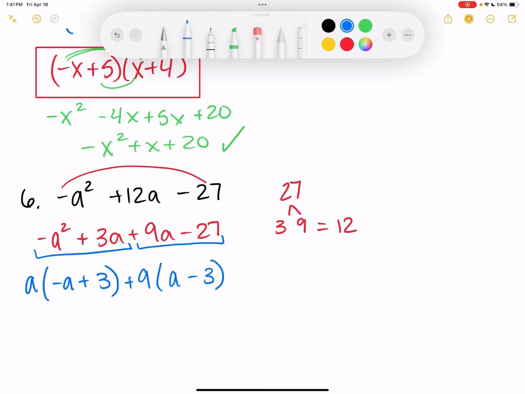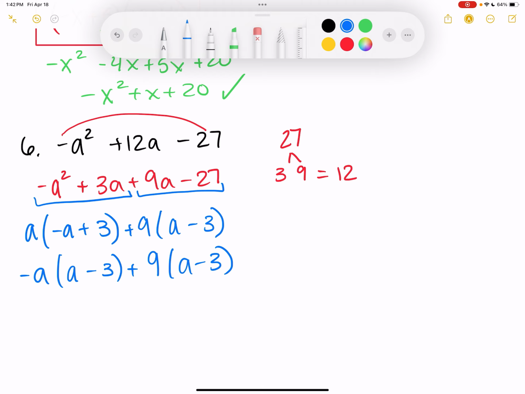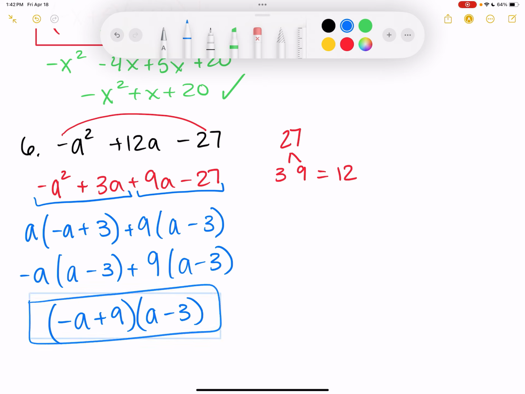So I'm going to come over here, and I'm going to also take out a negative from this one. So this is going to be negative a times positive a minus 3, because I've got to take the negative out of the whole thing, plus 9 times a minus 3. Now these things match, and so we use the stuff outside, so negative a plus 9, still end up with a negative, but it's fine. And then the stuff in the parentheses, a minus 3, and that would be our answer.